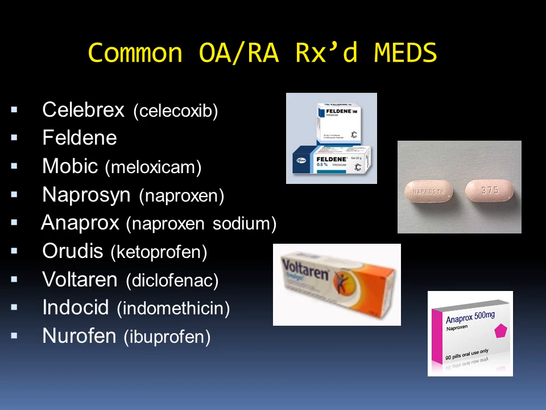Some of the common medications that are used for osteoarthritis and rheumatoid arthritis include this list of anti-inflammatory and pain medications.